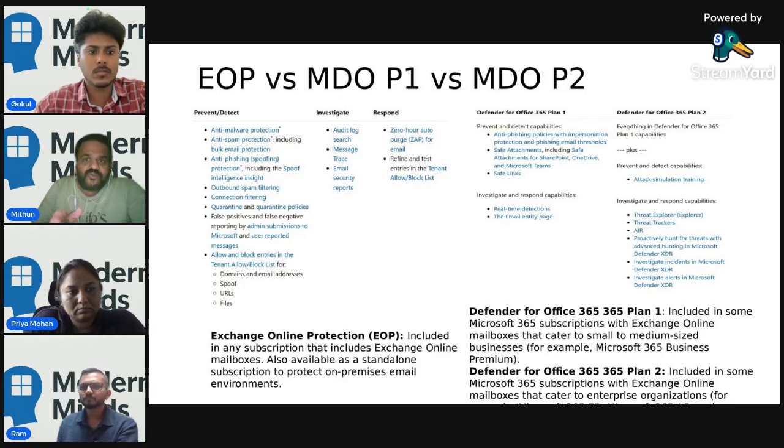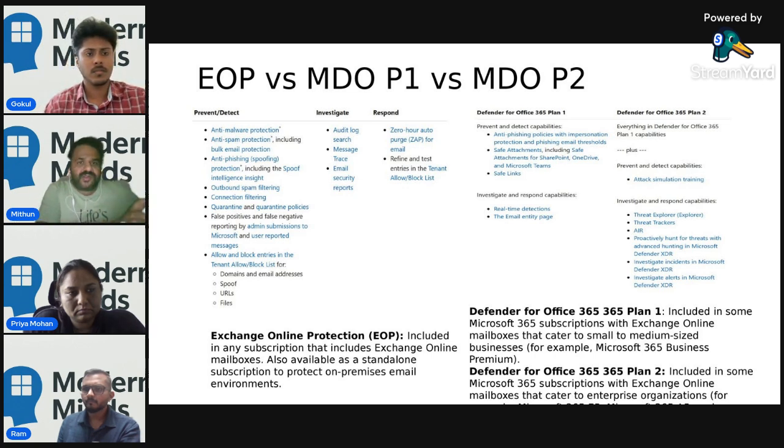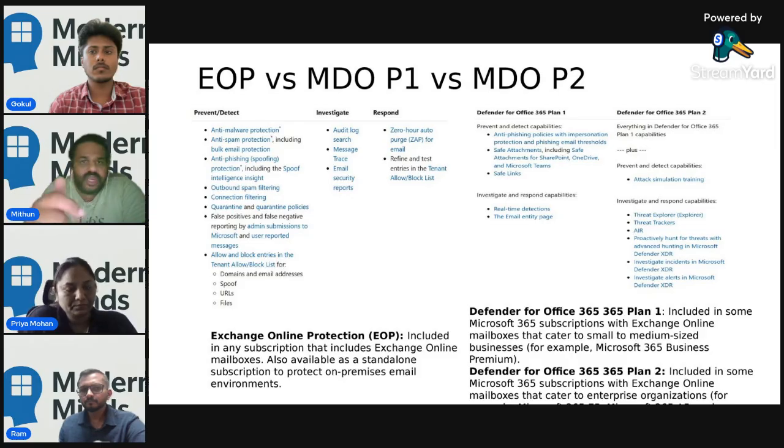When it comes to respond, we have only two facilities. One is zero-hour auto purge, right? That is ZAP. ZAP is nothing but, if some mail has been delivered to your organization mailboxes, ZAP will retroactively scan each and every mailbox and each and every email up to 48 hours after delivery, and see if it becomes weaponized, right? In case it gets weaponized after delivery, ZAP will quarantine or delete them depending upon the verdict, like phish or spam. So that is one way of responding, which is automated in EOP.